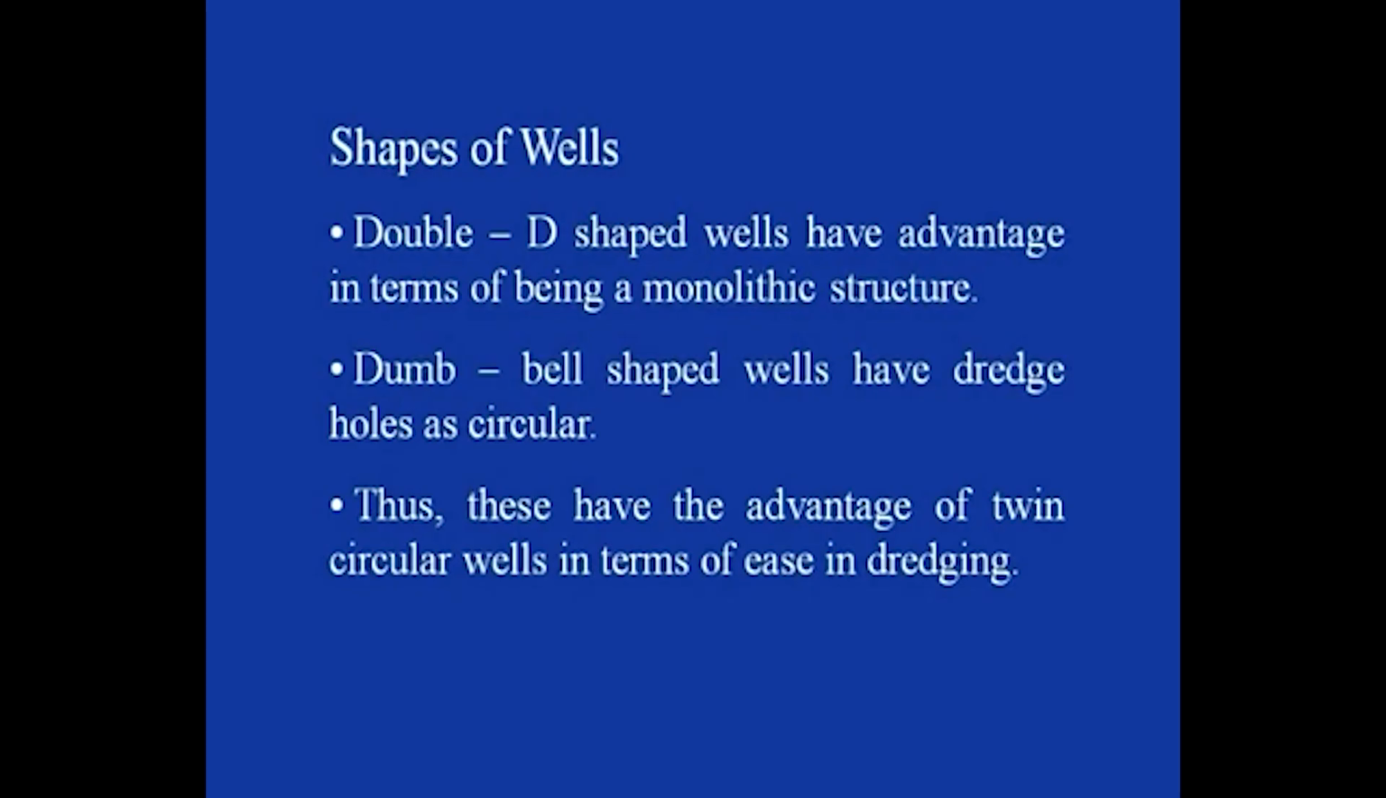Double bell shaped wells have circular dredge holes. Thus these have the advantage of twin circular wells in terms of ease of dredging. So you can go for the double bell shaped wells because they are just equivalent to two circular wells.